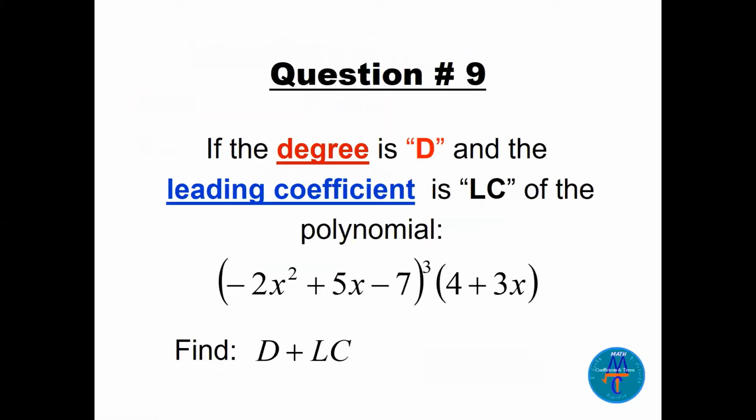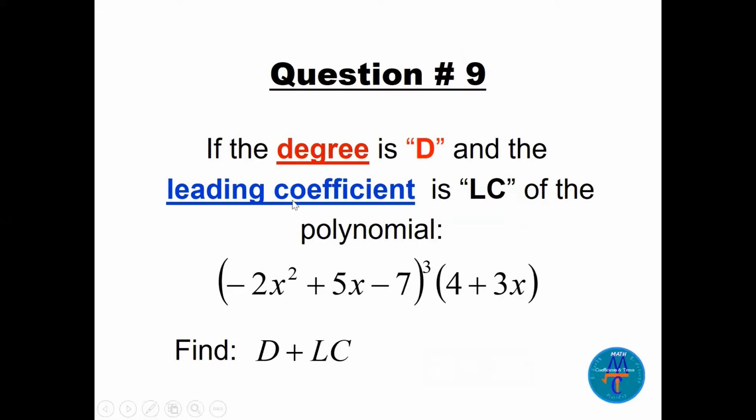Okay, good question. Now the last one is number 9. Little tricky. I gave you something complicated here. 3 terms inside. You see, minus 2x squared plus 5x minus 7, all cubed. It takes real time to expand. We don't need to expand. Multiply that by 4 plus 3x.